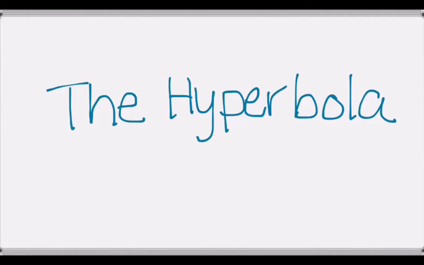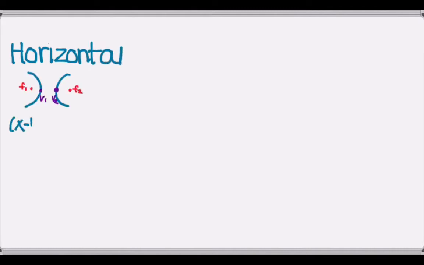In this video, I'm going to go over the hyperbola. The horizontal hyperbola opens to the left and to the right. The equation can be written as (x minus h) squared over a squared minus (y minus k) squared over b squared is equal to 1.